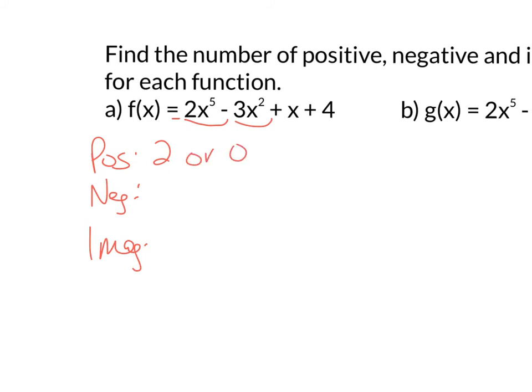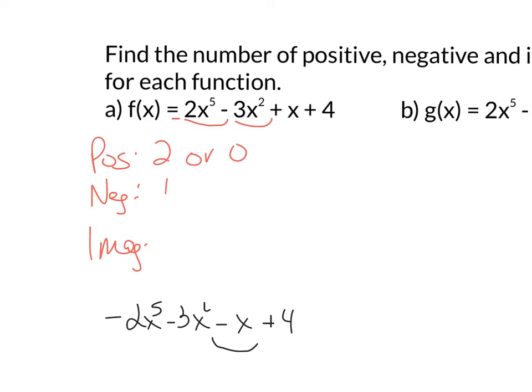Now, for negative, you change the signs of the odd exponents in the problem. So it becomes negative 2x to the 5th. That's still negative because it's an even exponent. The x becomes negative, and you never change the constant term. That's why it's called constant. And then you count sign changes again, which means now there's only 1 sign change in the whole problem. So there's only 1 negative.